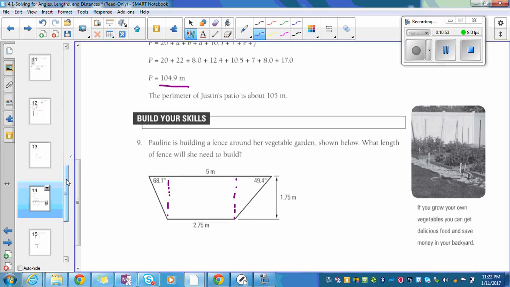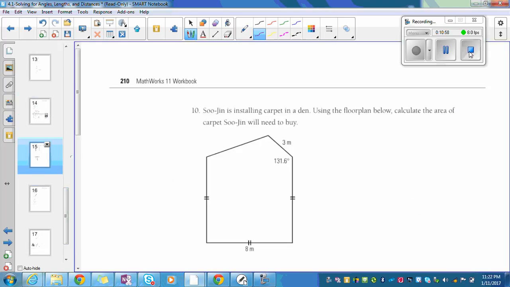Once you're done your Build Your Skill, there's going to be some practice on your own section. So good luck with that. Then you'll have bell work at the very end.